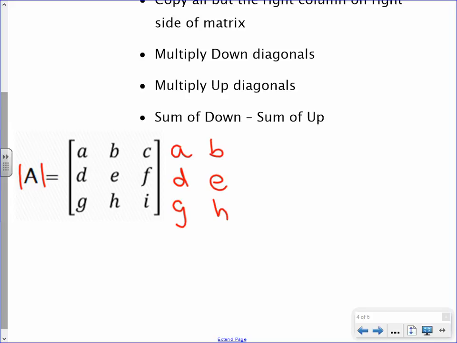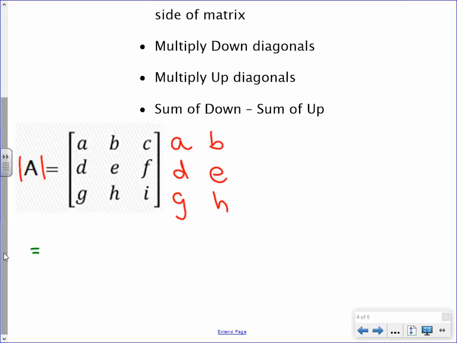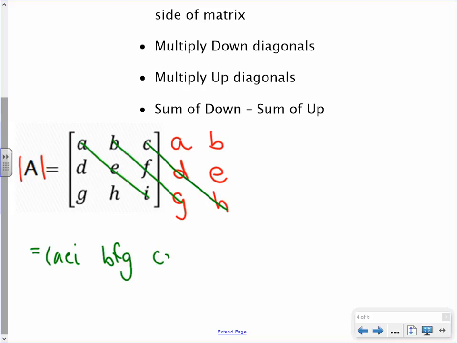Okay. Now, since this is a 3 by 3 matrix, we want our diagonals to have 3 numbers. If it was a 4 by 4 matrix, we would want our diagonals to have 4 numbers. So, our down diagonals. We're going to take A times E times I. We're going to take B times F times G. And we're going to take C times D times H. And we're going to add them together.